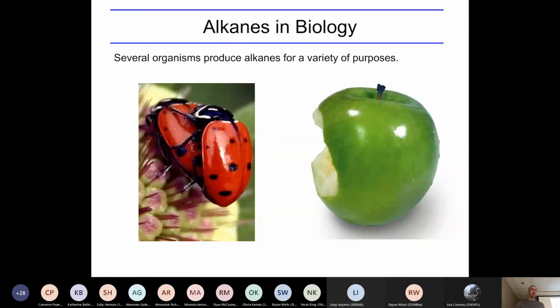Alkanes are very important in biology as well. They're not just molecules that you dig up in oil and burn. We find them all the time in natural species. You see we have insects on the left. Alkanes are often used as pheromones in insects to attract a mate, for example, or warn predators or whatever else insects use pheromones for. You can tell I'm a chemist here and not a biologist, right?